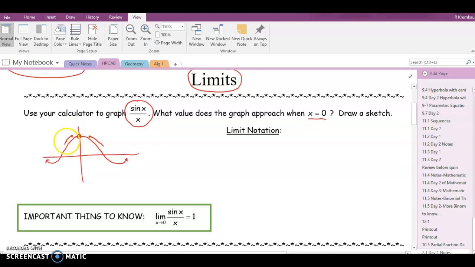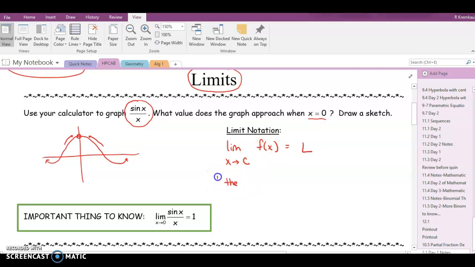We are looking for what the y's are getting closer and closer to as we approach x equals 0. Limit notation is going to look something like this. You're going to see lim for limit, as x approaches c, which will change depending on what the problem is, of f of x equals L, and L will be whatever the limit is. Here's how you say this whole crazy thing.